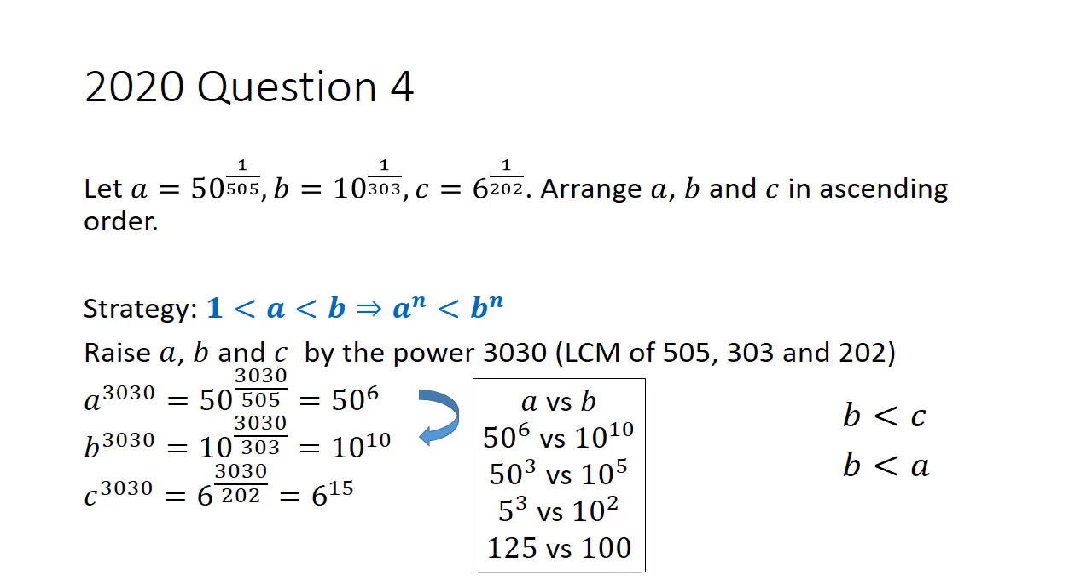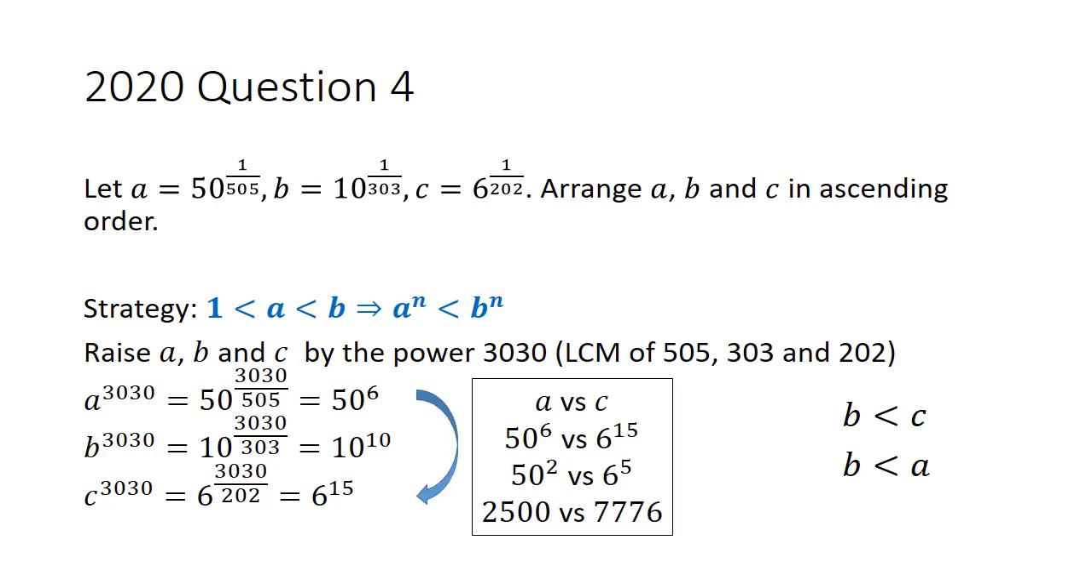I was hoping for A is less than B, then the problem would have been solved. But that was not the case. So unfortunately, we've got to do this one more time. We've got to compare A against C. So now I want to compare 50 to the power of 6 against 6 to the power of 15. So what I can do is take a cube root on both sides. This will give me 50 squared versus 6 to the power of 5.